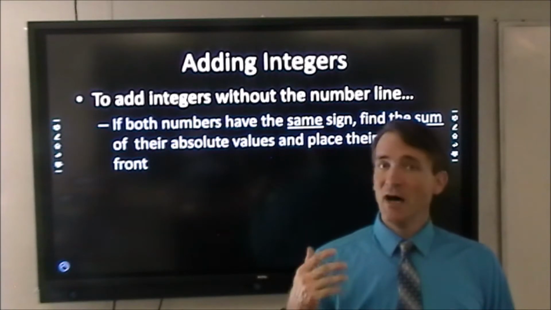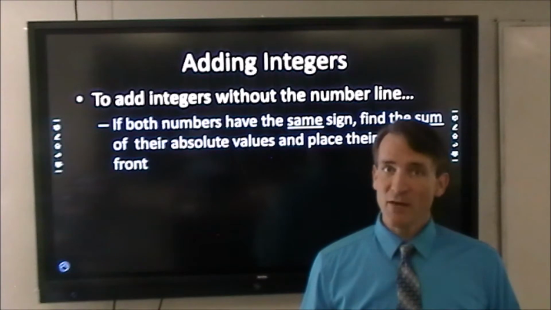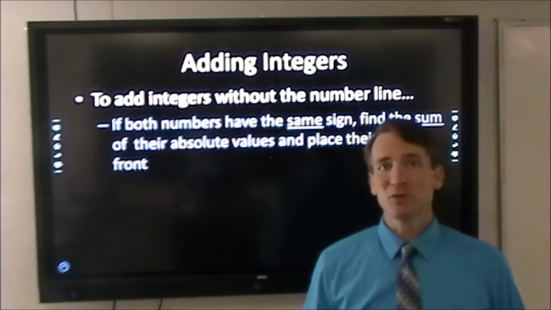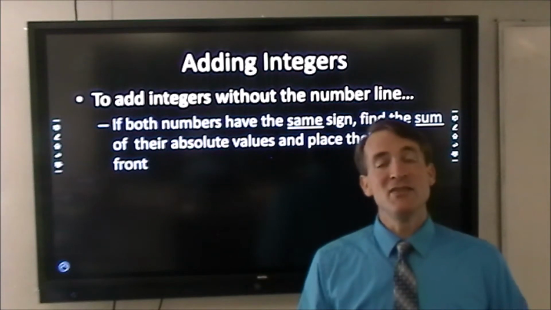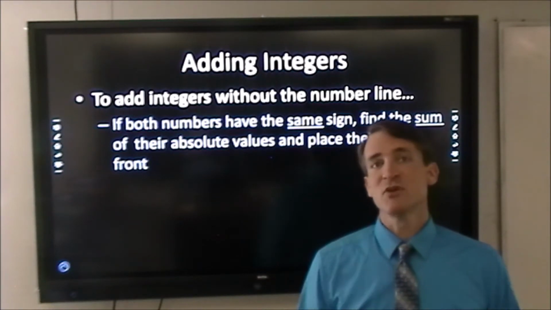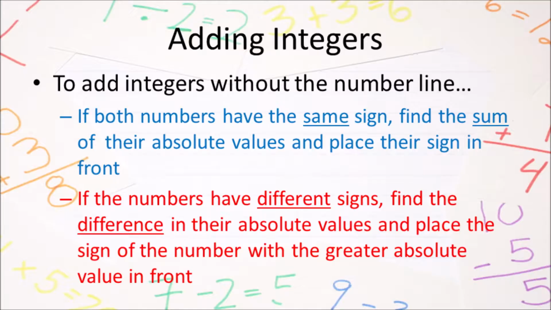If I'm adding a negative 3 and a negative 7, well, they both have negative signs, so I add their absolute values together. 3 plus 7 gives me 10, and then I'm going to put a negative in front of it because both numbers were negative. So that's going to give me an answer of negative 10. Now, what happens if they have different signs? Well, if they have the same sign, you find the sum. Different signs, you find the difference of their absolute values.